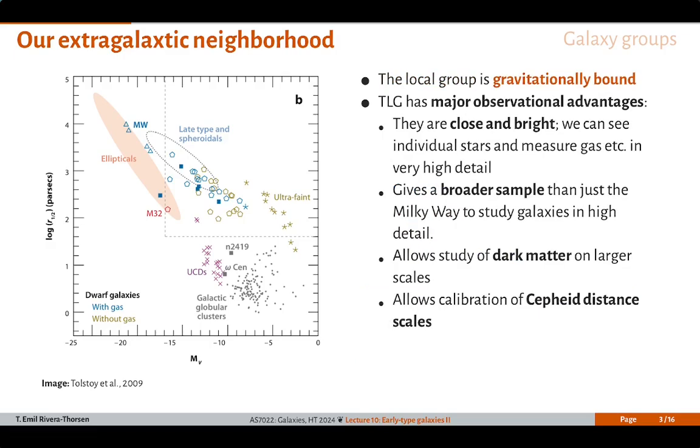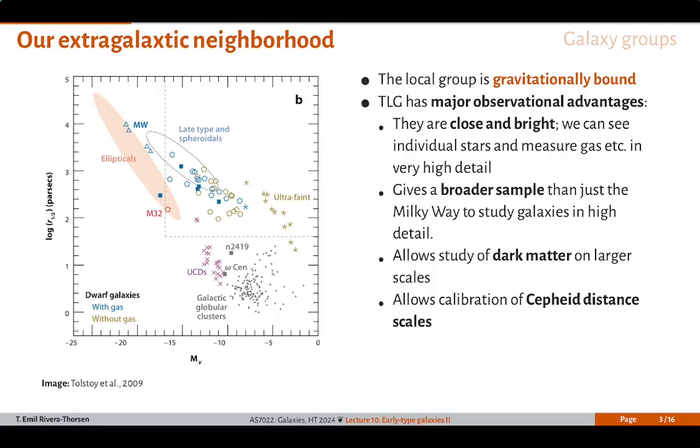The local group is gravitationally bound. It means that it doesn't expand along with the general expansion of the universe. And the local group has a bunch of major observational advantages in the sense that all these galaxies are very close and bright. We can see individual stars in galaxies in the local group, and we can measure gas and so on in very high detail. That means that we have a relatively broad sample, and definitely a broader sample than just the Milky Way, to study galaxies in high detail.